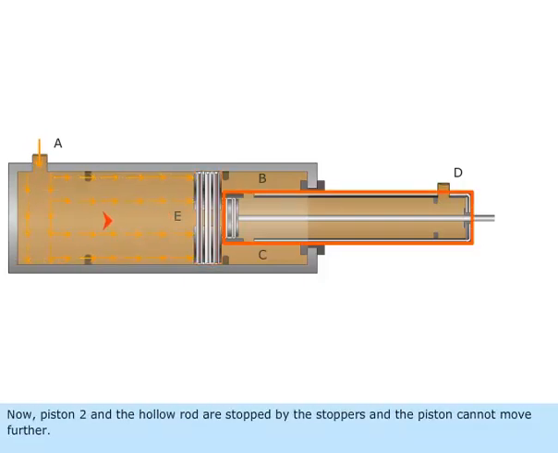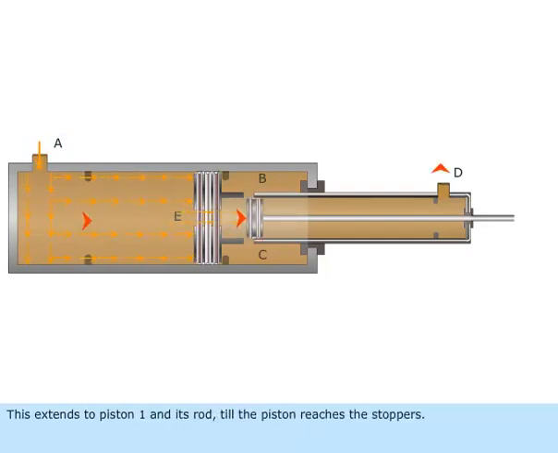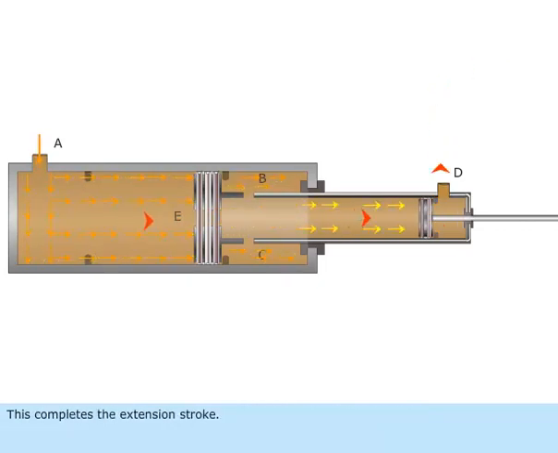Now, piston 2 and the hollow rod are stopped by the stoppers and the piston cannot move further. Hence, pressure from port A is diverted to port E. This extends piston 1 and its rod till the piston reaches the stoppers. This completes the extension stroke.